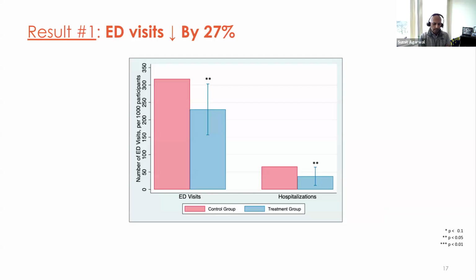So I have 4 main findings to share. First, in the control group, there are about 317 emergency department visits per 1,000 participants. That's the pink bar to the left. And the cash benefit significantly decreased emergency department visits by 87 visits per 1,000, or a relative reduction of 27%. And it also decreased emergency department visits that led to a hospitalization.